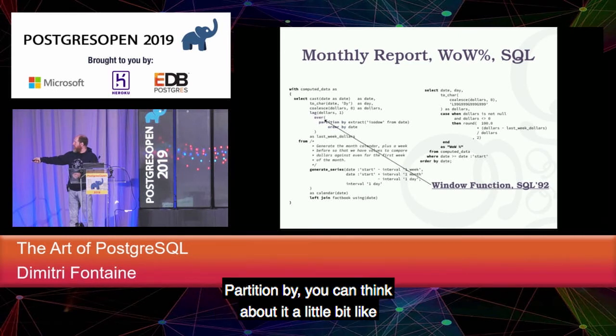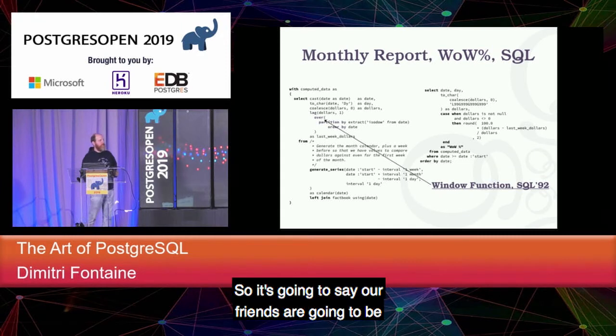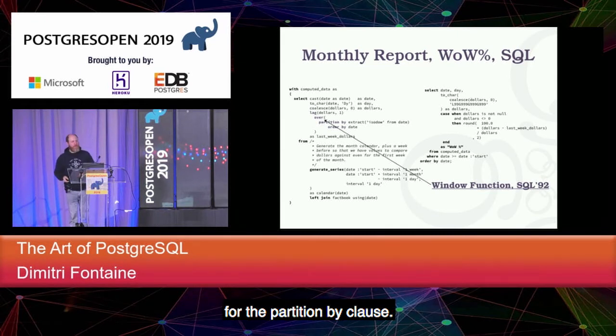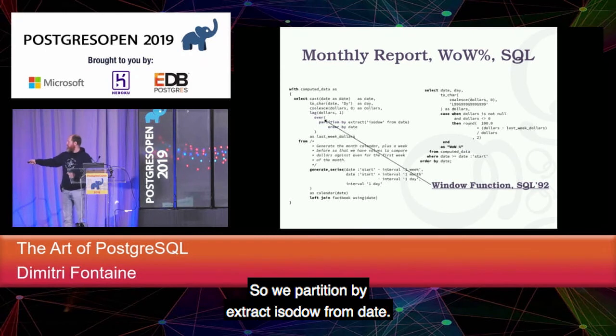Partition by, you can think about it a little like group by. So it's going to say, our friends are going to be the other rows who have the same value as us for the partition by clause. So we partition by extract ISO-DOW from date.